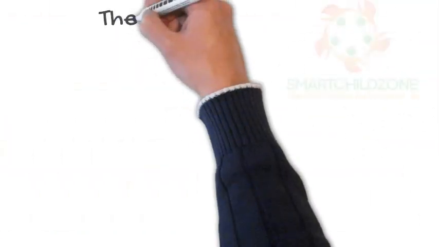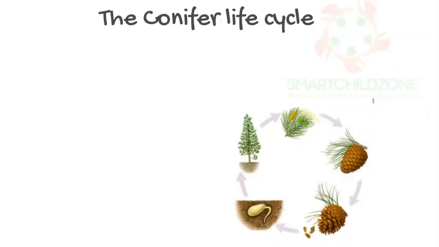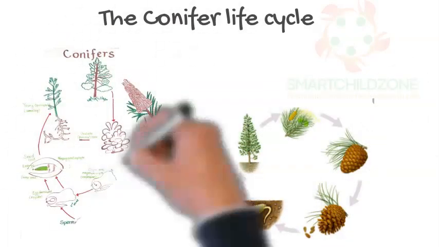For the conifer, the adult tree produces a male or female cone. The cone produces pollen which is then fertilized and a seed is created.